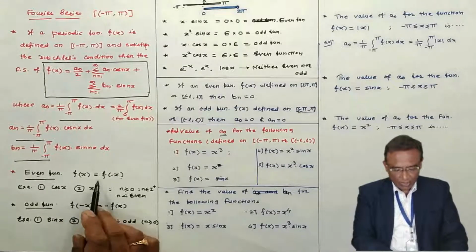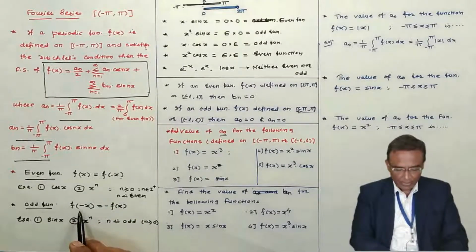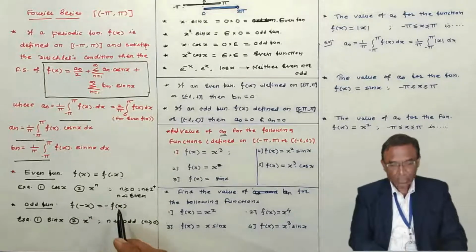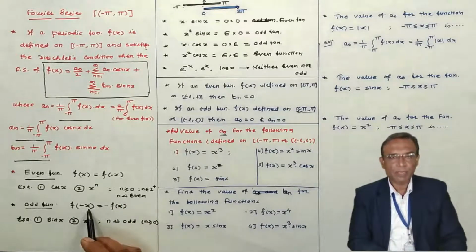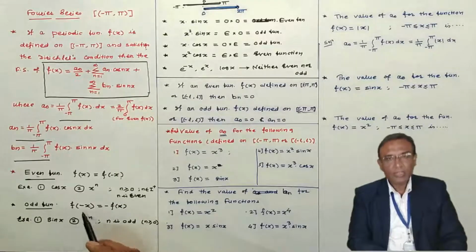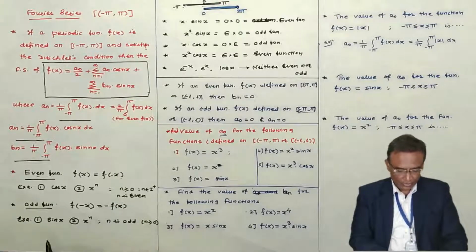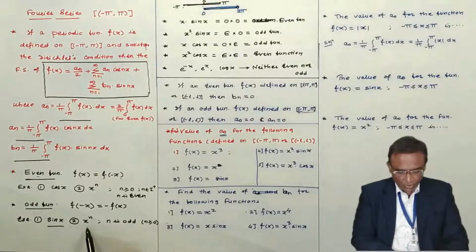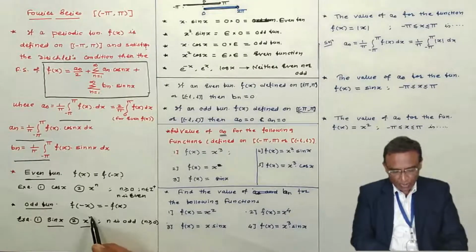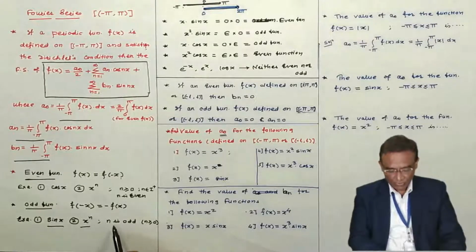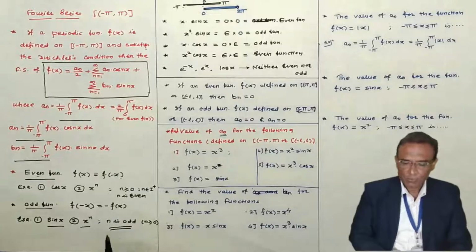Odd function is what? See the difference. f of minus x equal to what? Minus f(x). If you replace x by minus x in the function, you get the negation of that function value. Sine function is an odd function, x to the power n is also an odd function where n is odd and positive.